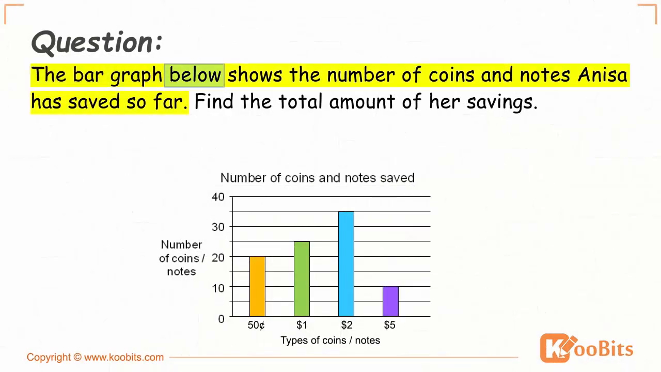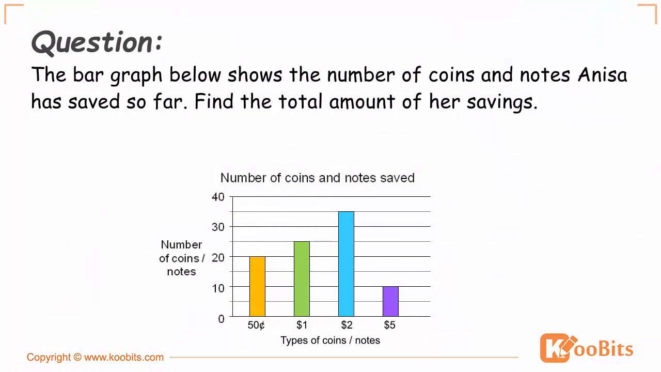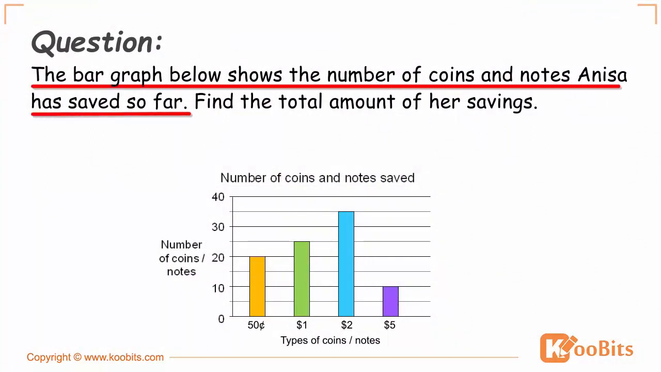The bar graph below shows the number of coins and notes Anissa has saved so far. Find the total amount of her savings. Let's break down the question and understand it, shall we? The bar graph below shows the number of coins and notes Anissa has saved so far.